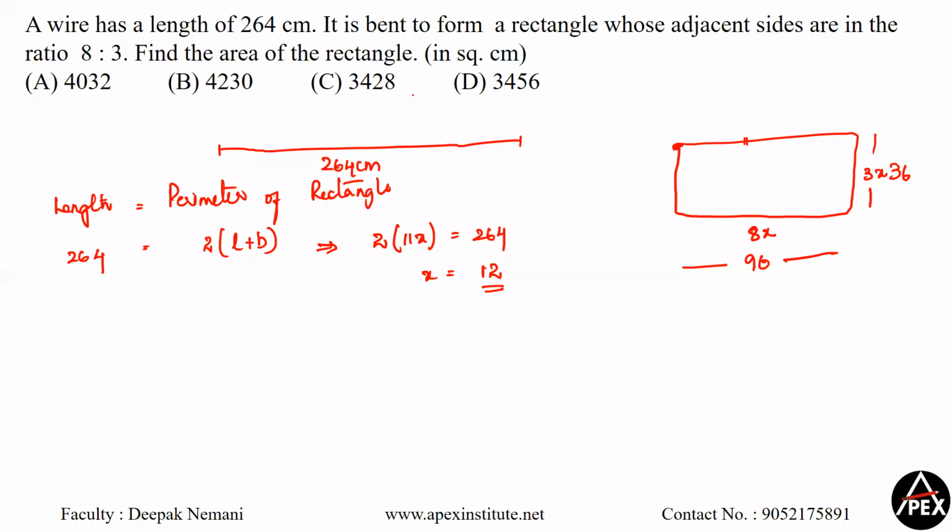Now what was asked in the question? You're asked to find the area of the rectangle. So what's the formula to calculate area? L into B. So this will be 96 into 36.